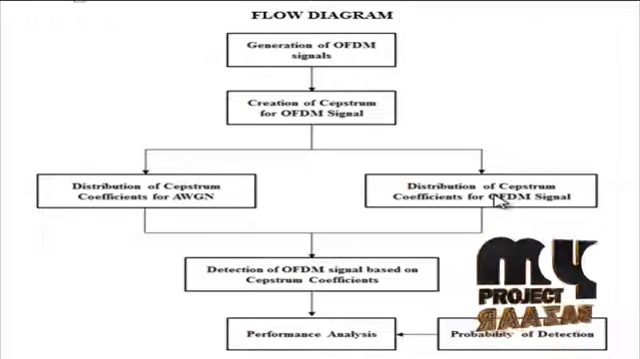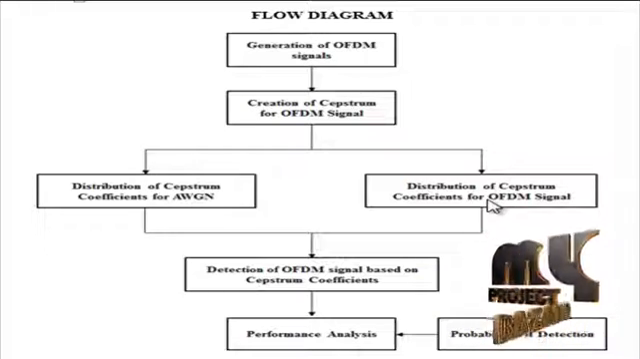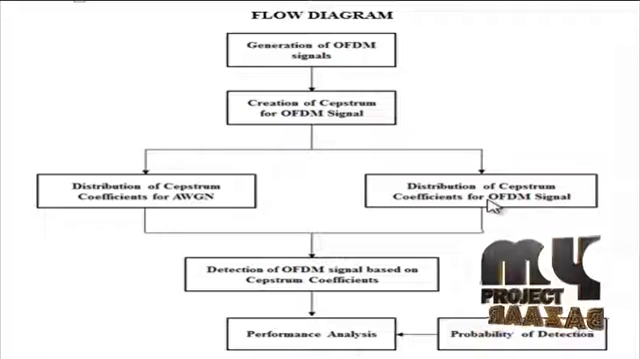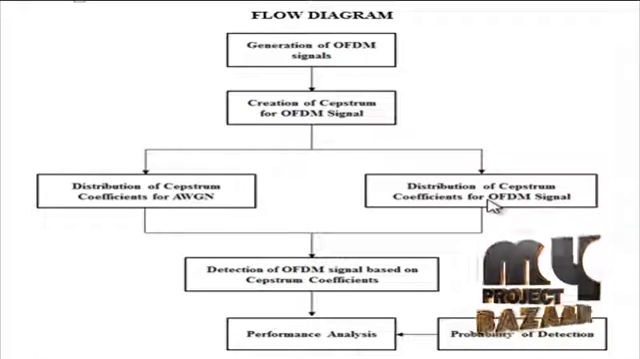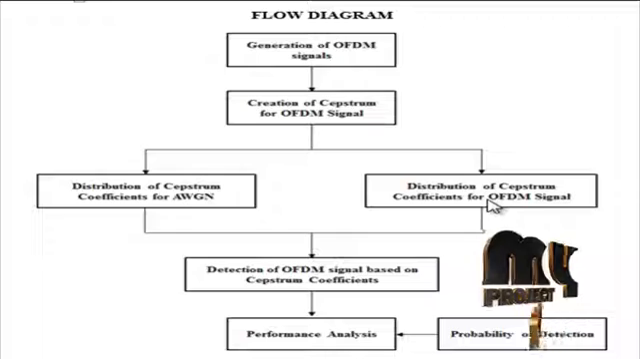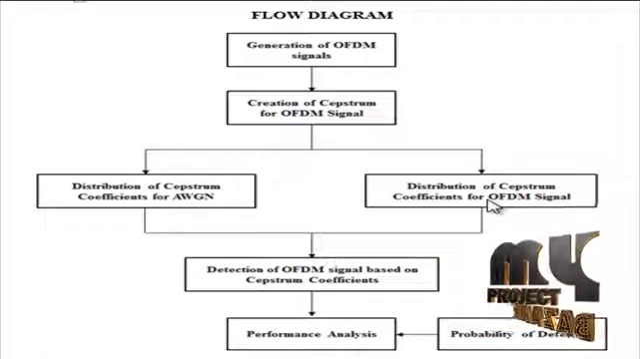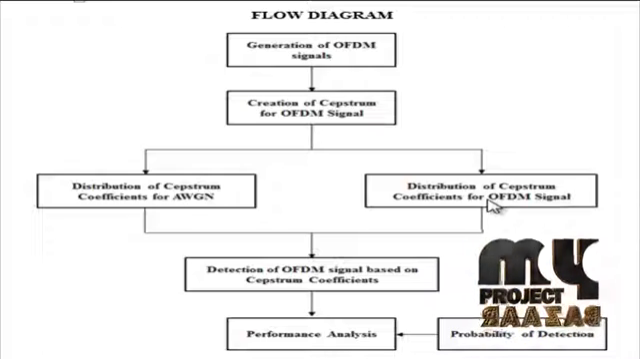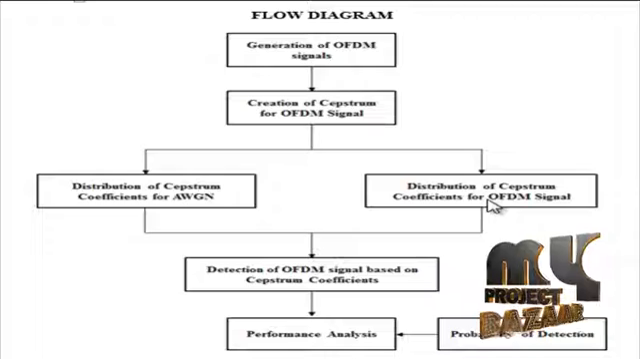Next, in the distribution of Cepstral coefficients for the OFDM signal, here the OFDM signals are taken, and with the help of the OFDM signal we derive its PDF, that is, the probability density function. After taking the mean and variance of Z of k, we perform the IDFT operation on Z of k. Finally, we obtain the Cepstral coefficients.